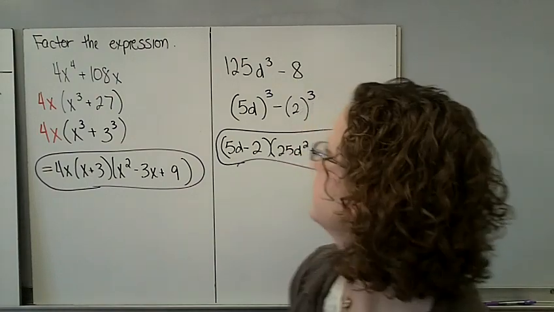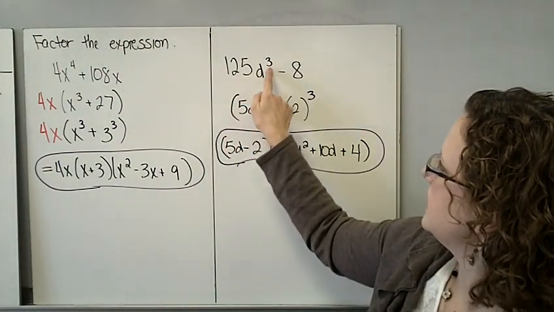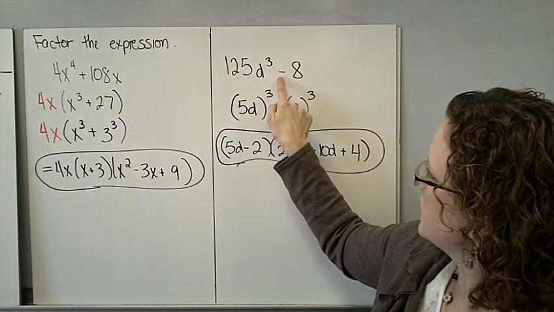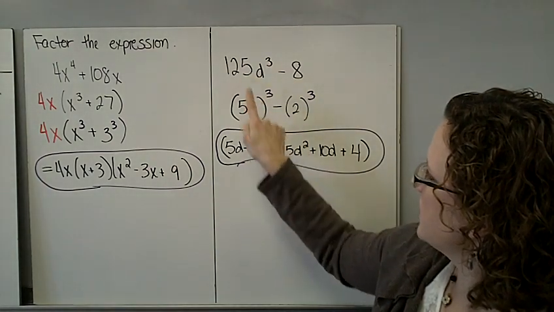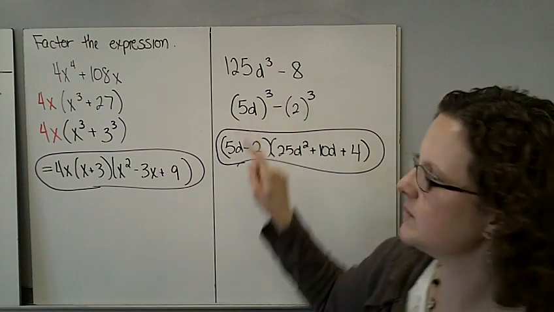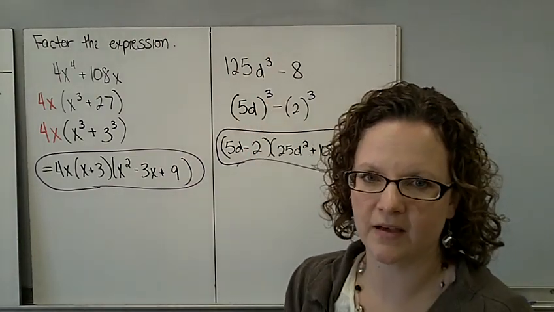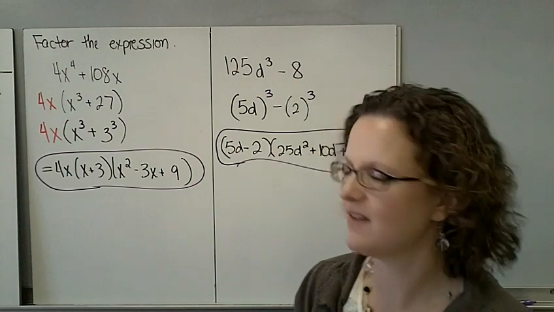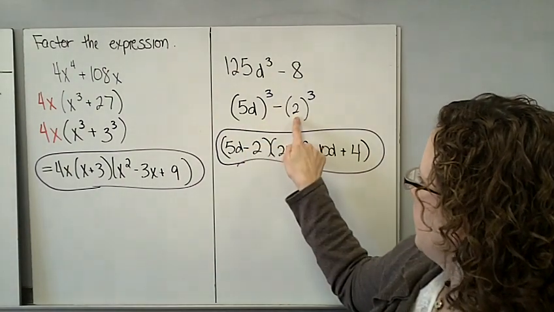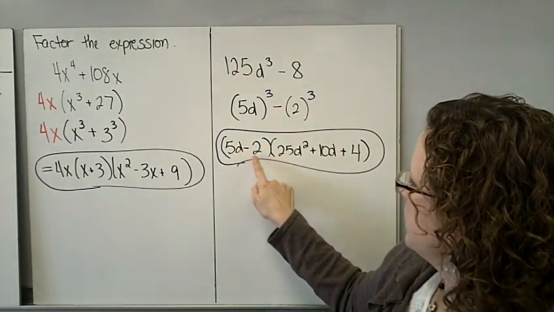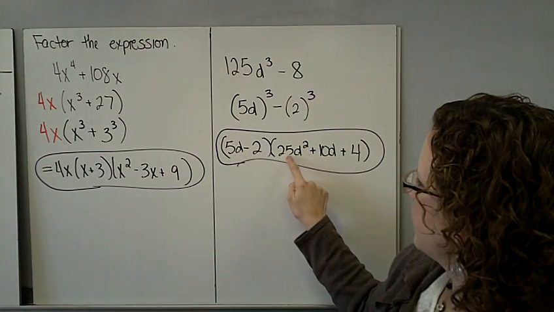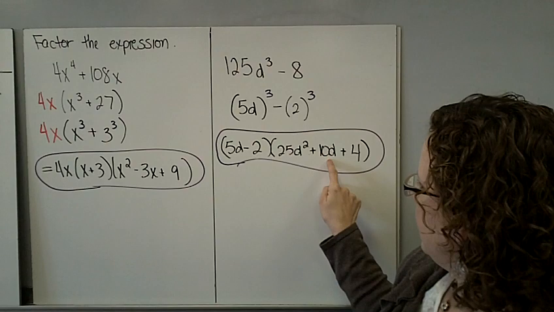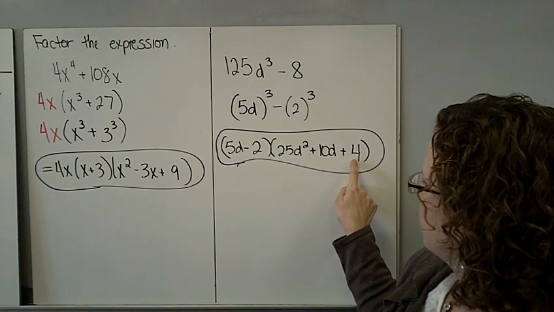Let's try another one. 125d cubed minus 8. Difference of two cubes. Okay? 125 is the same as 5d cubed. 5 times 5 is 25, times 5 is 125. So a, b. A minus b, 5d minus 2, a squared plus ab plus b squared.